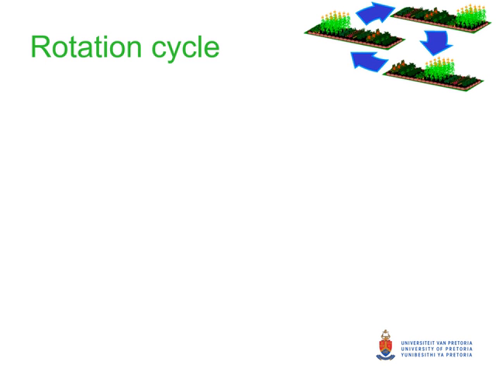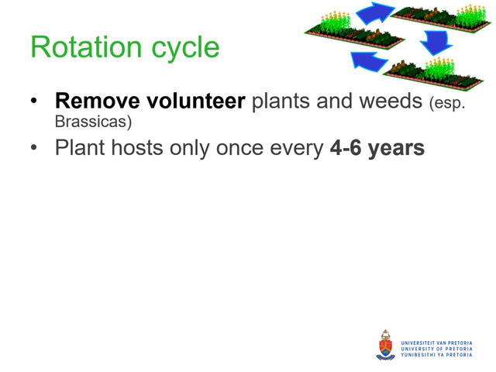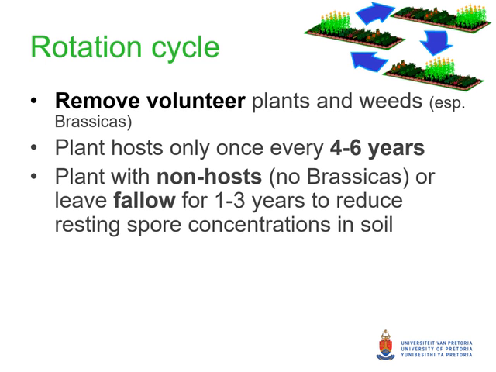What's also important to bear in mind when dealing with Plasmodiophora brassicae is that the rotation cycle plays a role. It's important to remove volunteer plants and weeds, particularly brassicas, as these serve as sources of inoculum between host crops. It's advisable to only plant hosts once every 4 to 6 years. This is not always possible, but this would be the ideal. Or to plant with non-hosts or leave fallow for 1 to 3 years to reduce the resting spore concentrations in the soil. So where possible, non-hosts are normally planted.